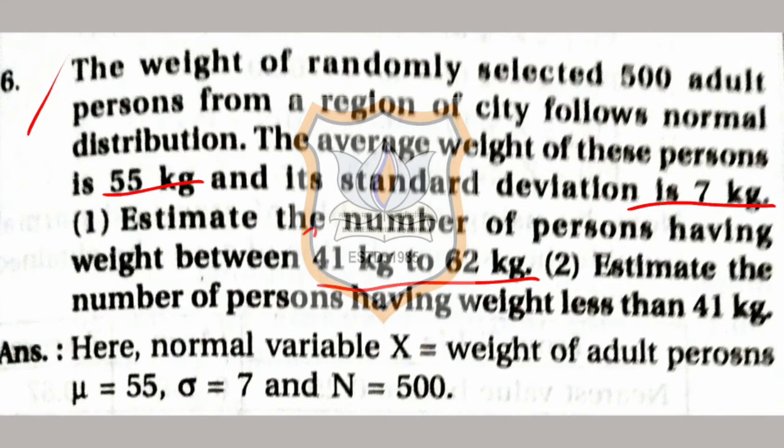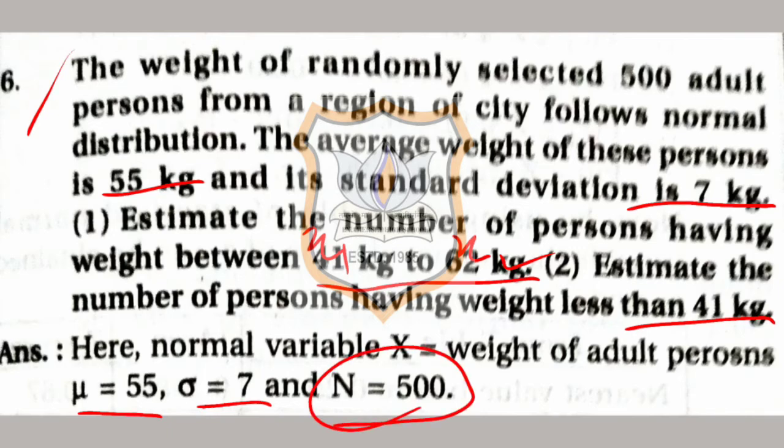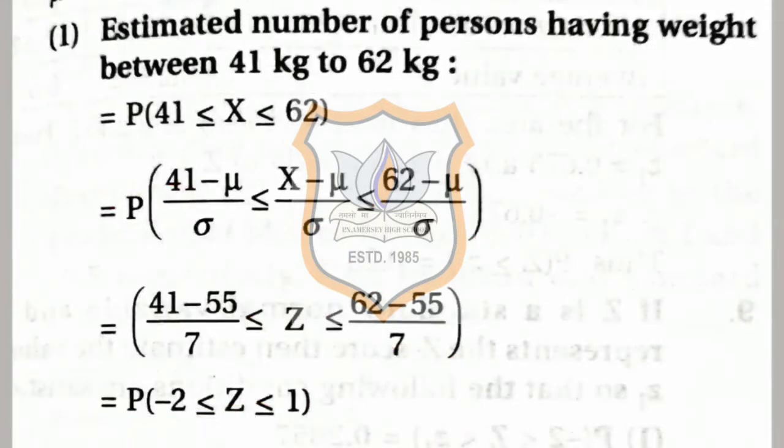So same thing, this is x1 and this is x2. That is, x1 is 41, x2 is 62. Also estimate the number of persons having weight less than 41 kg. So here the mean, that is mu, is 55, SD is 7, and the total number of persons, that is capital N, is 500. Same way we will find Z.